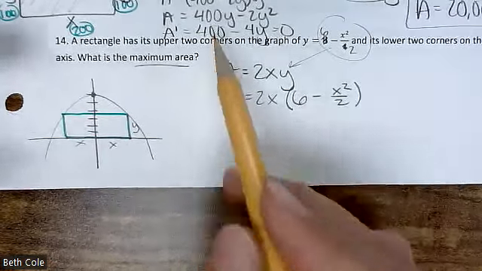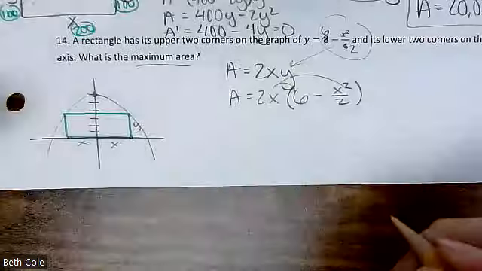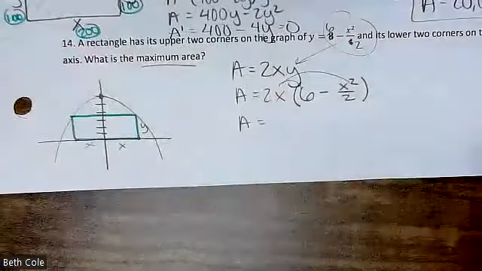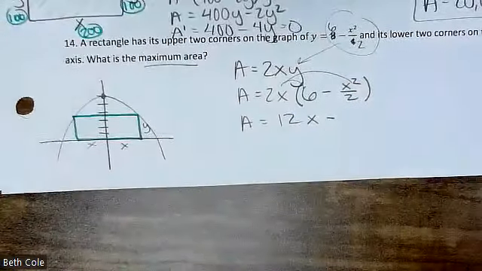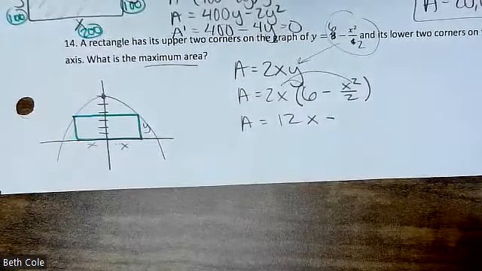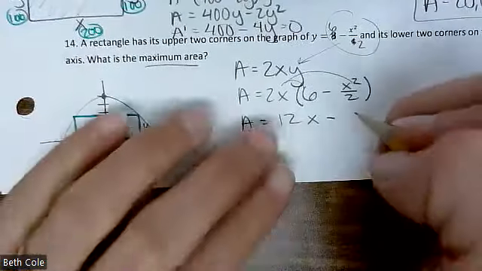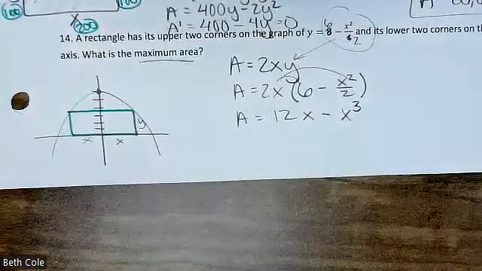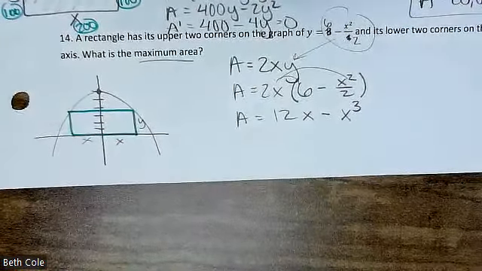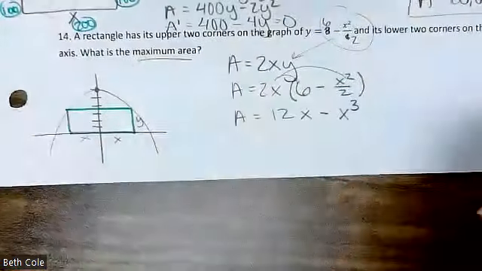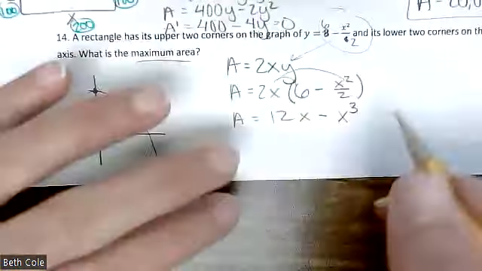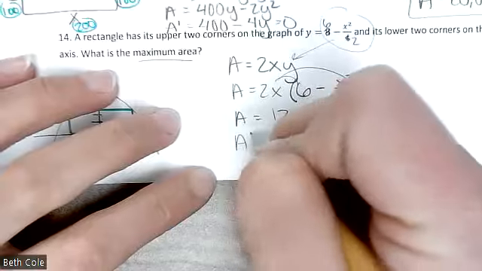It's almost exactly like the fencing problem that we just did. So what would that give us? 12x minus, cancel out the 2's, that's good, and then x times x squared, x cubed. Don't forget to do the most important step. Set what equal to 0? The derivative, because people will set this equal to 0. That happens all the time.